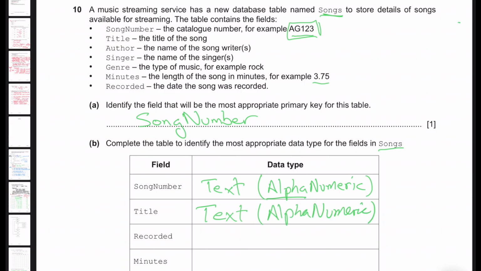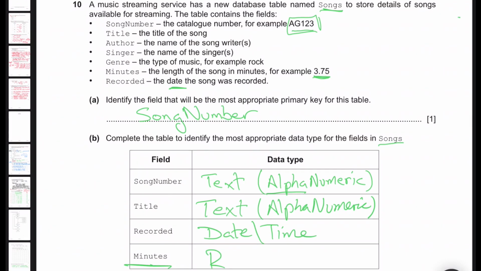Recorded, the date. So that's a date field, isn't it? So it's a simple date field. If you want to be right about it, date and time, although it just says the date on there. And then minutes. Because it's a decimal number, it wouldn't be an integer. It would be, in this case, not float. Don't put float down because that's Python. You would put real number. Okay, so that will get you 2 marks.